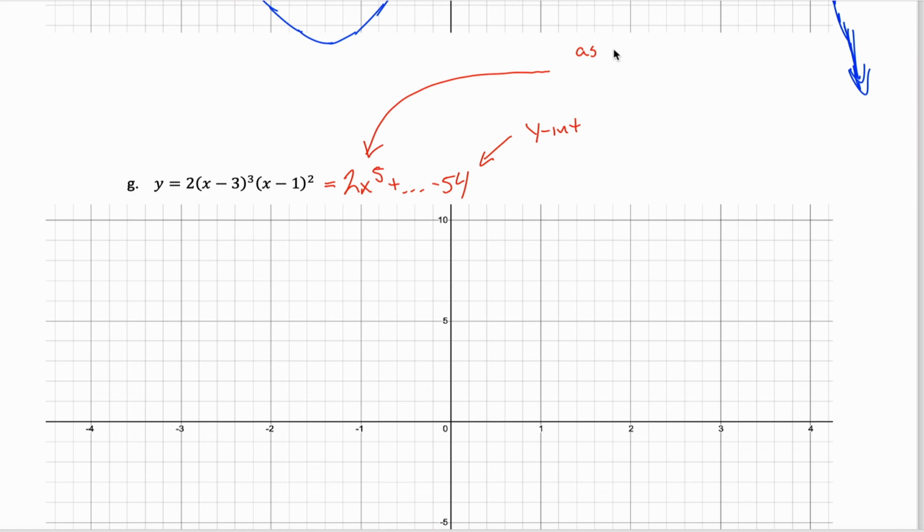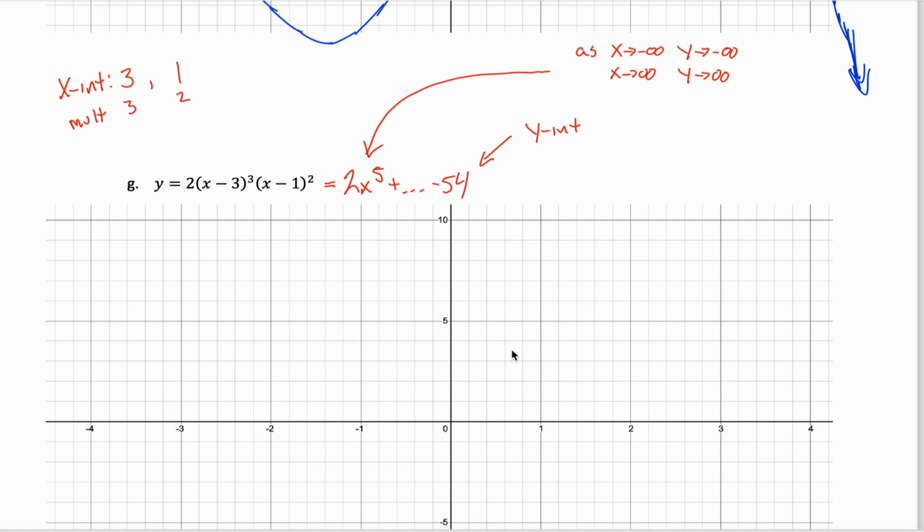Mathematically, I can write that as x approaches negative infinity, y approaches negative infinity, and as x approaches positive infinity, y approaches positive infinity. What about the x-intercepts? Well, each of these factors that has an x in it leads to a root, in other words, an x-intercept. This factor of x minus 3 gives me an x-intercept at 3. This factor of x minus 1 gives me an x-intercept of 1. The multiplicities of those roots are 3 and 2 respectively for this 3 and this 2. So if I wanted to keep track of my multiplicities right below my x-intercepts, I could write it like that. I got all the information that I need.